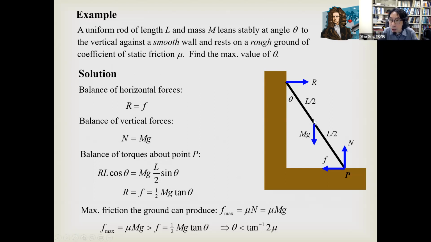Now, I think most of the calculation you have learned before in high school. The only thing that may be new to you is the use of this coefficient of friction. The coefficient of friction gives you the maximum value of the friction that can be produced in this problem. So I have the maximum value of friction equal to mu N or mu mg.